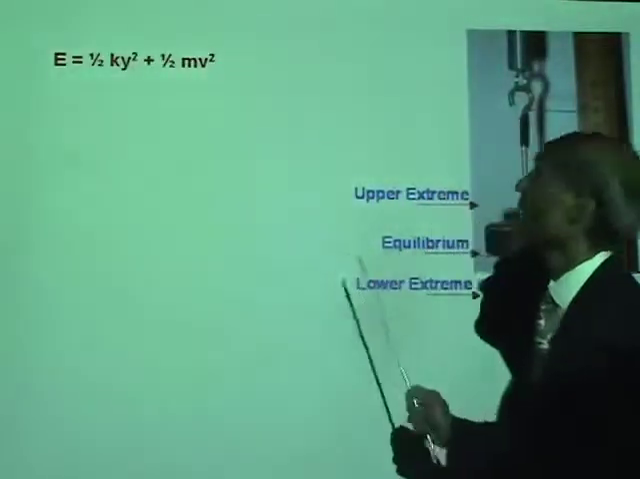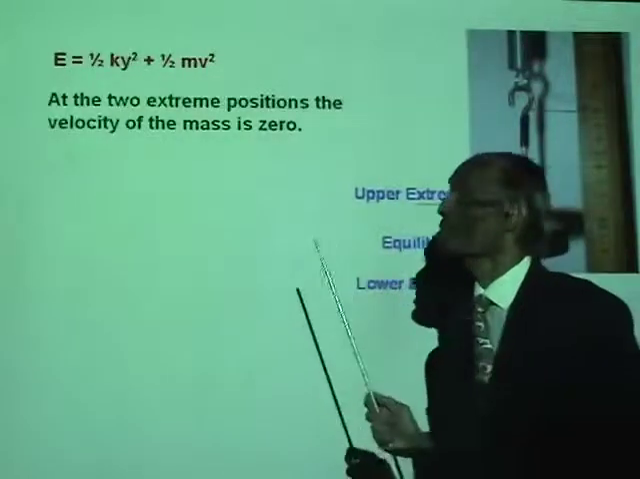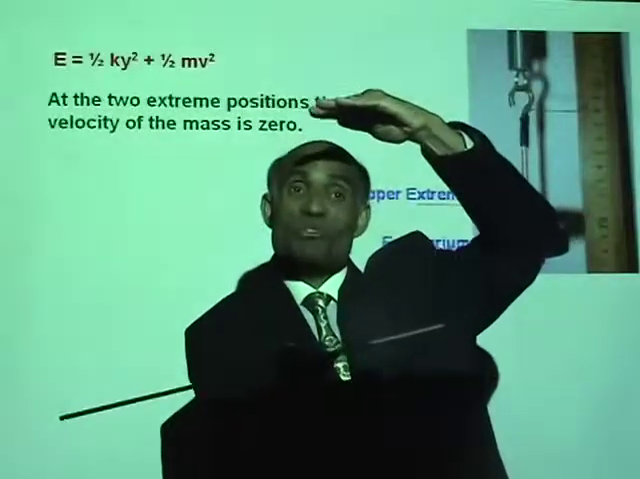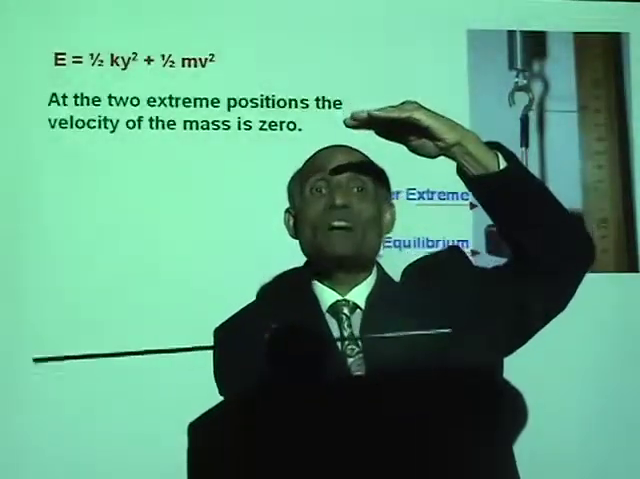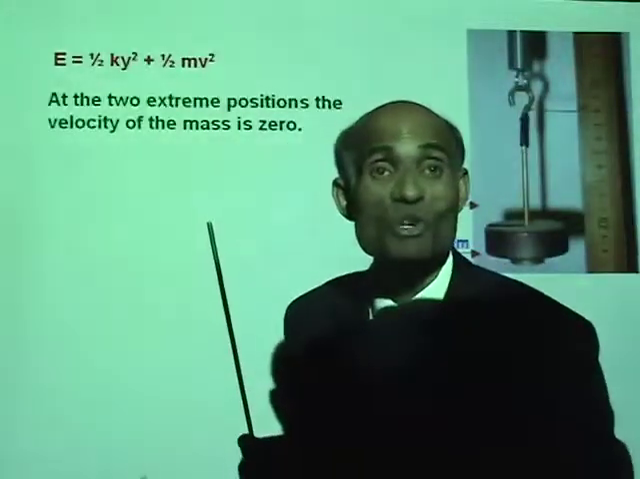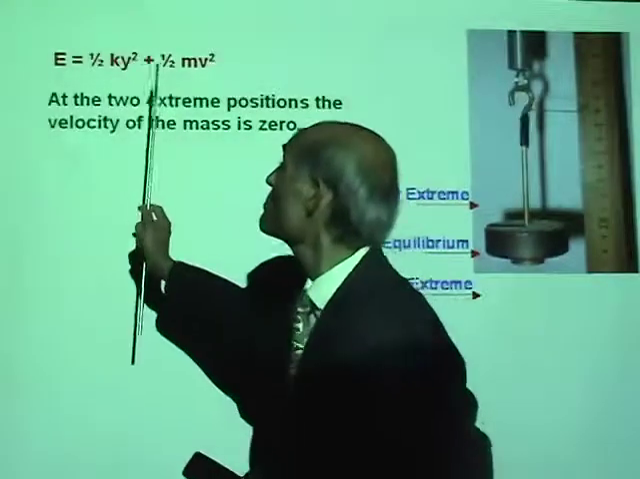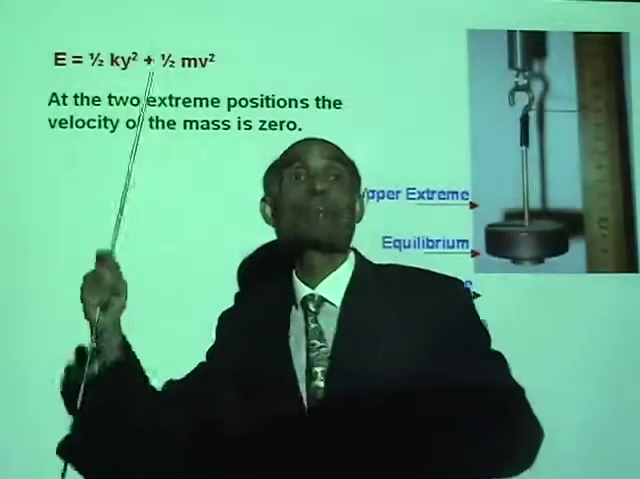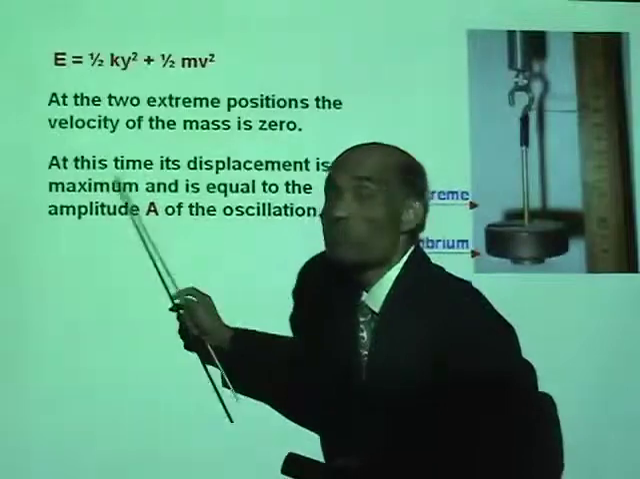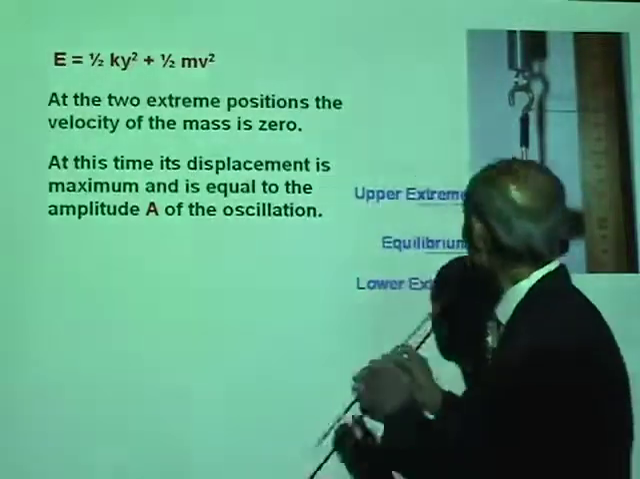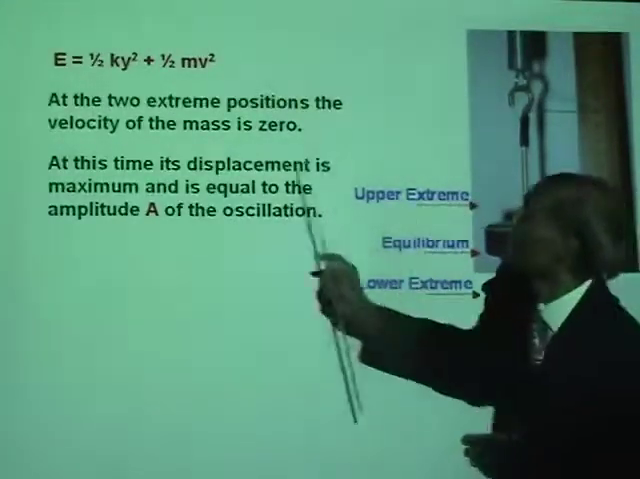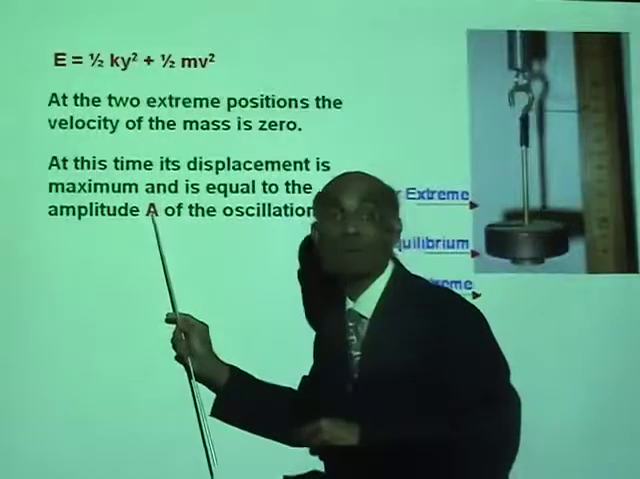Alright, let's do that over here. At the two extreme positions, what is the velocity of the mass? You see, at the two extreme positions, the mass will be momentarily at rest. The velocity will be 0. That means at those two positions, the energy will be purely potential. There will be no kinetic energy. At this time, its displacement is maximum. Is that right? When the mass is at the upper extreme, the displacement is maximum. In other words, this y will be equal to A.